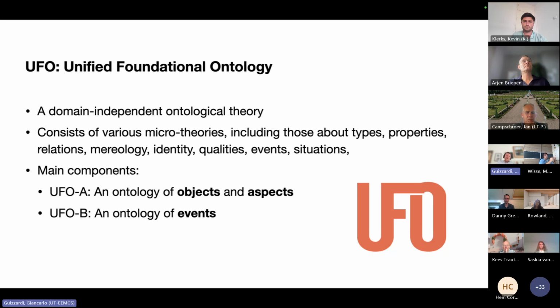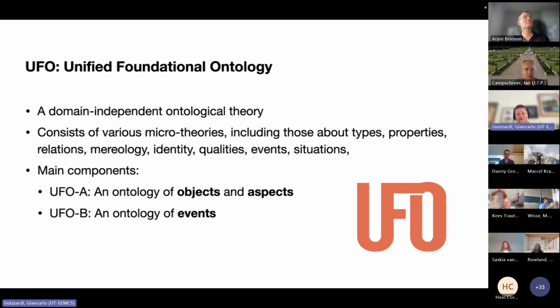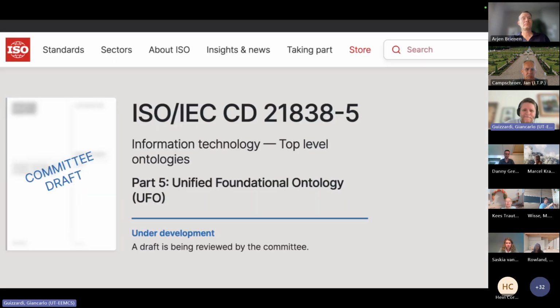In particular, UFO is composed of these two parts. One is called UFO-A, which is an ontology of objects and what are called aspects. Aspects are object-like entities, but which are existentially dependent entities, so they can only exist if other things exist. And then we have UFO-B as an ontology of events and process occurrence in general.